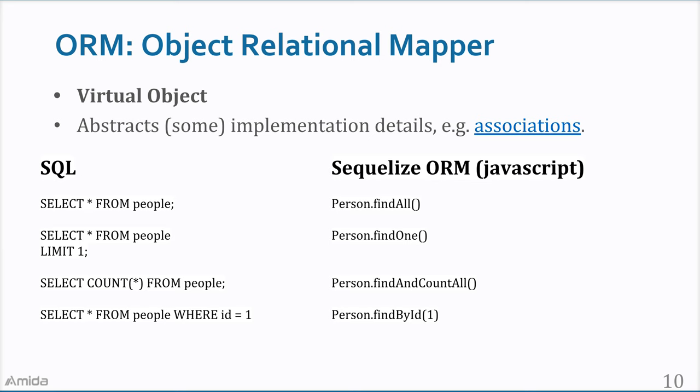So instead of writing model-specific logic in either your router or your controller, you can put it directly in the model and it can be shared everywhere.